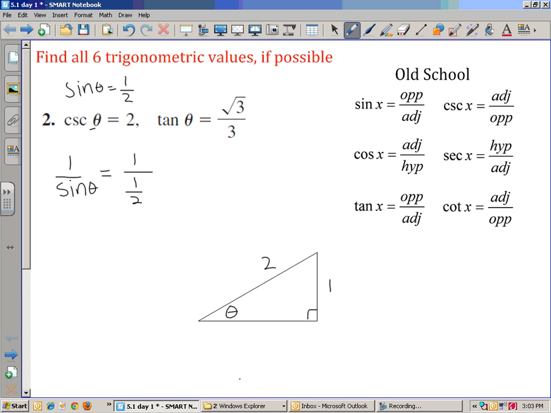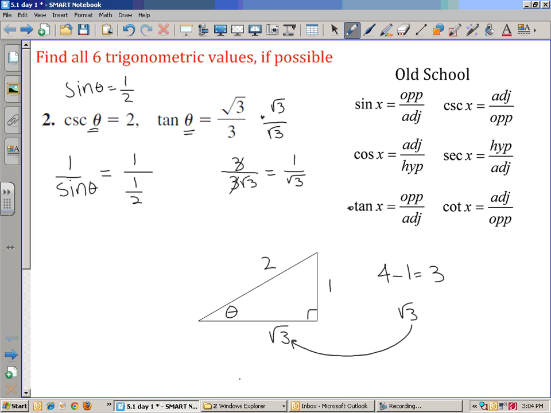Now for that same theta, for the same angle, we know that the tangent of theta is equal to square root of 3 over 3. Well, this is really a rationalized denominator, so I'm going to unrationalize it. So tangent, according to identities, is opposite 1 over the adjacent 3. Now I can use both identities, or I could have used the Pythagorean theorem. It doesn't matter. I'm going to get the same answer. 4 minus 1 is equal to 3, so square root of 3 is what we have here.